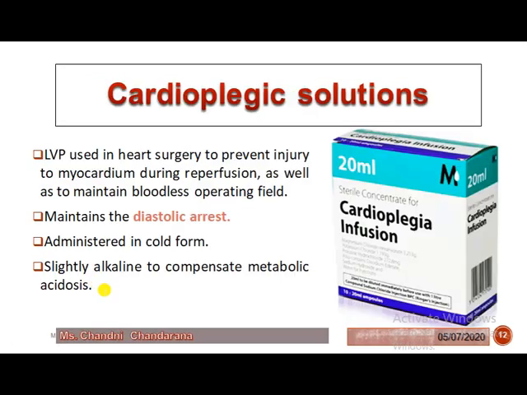Now the next is cardioplegic solutions. Now what are cardioplegic solutions? This is an LVP, so when can we use it? This type of large volume parenteral is used in heart surgery. This kind of preparation is used in open heart surgery to induce diastolic arrest.